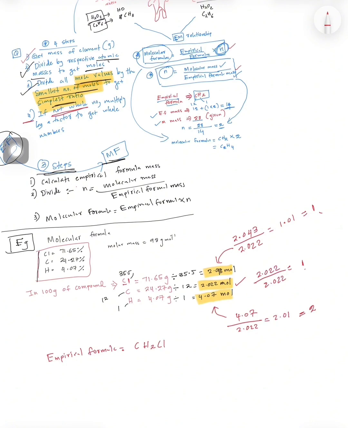Now you have to identify the empirical formula mass. The empirical formula mass is equal to carbon 12, hydrogen 1, chlorine 35.5, which means 12 into 1 plus 1 into 2 plus 35.5 into 1. So we get 49 grams per mole.